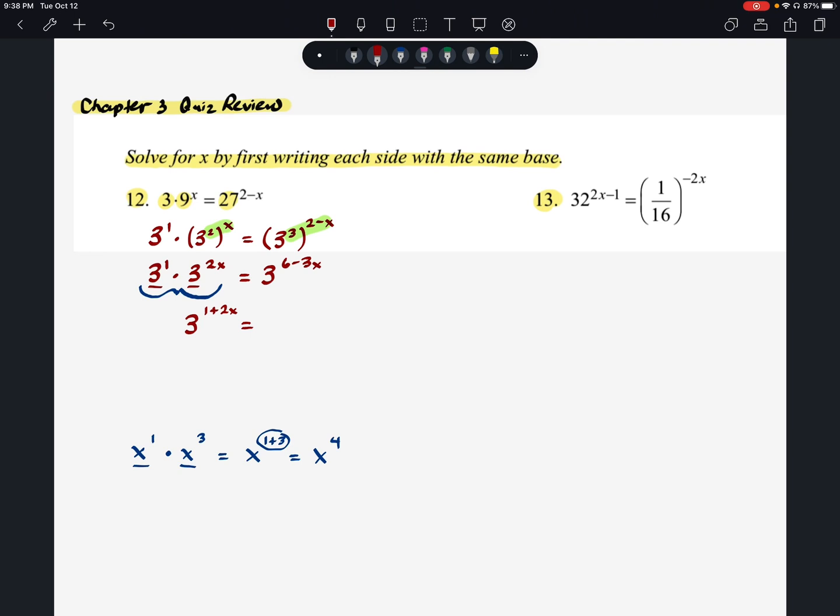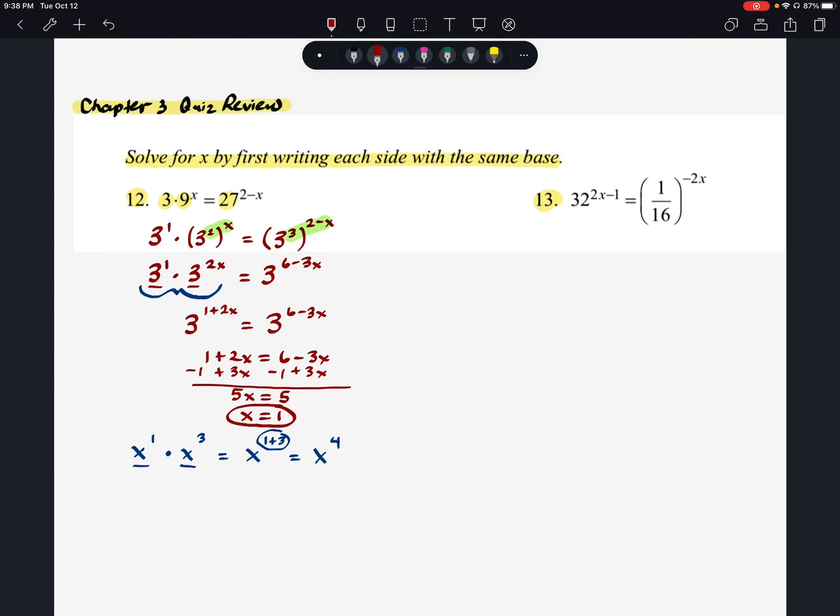And since we have bases 3 on each side, now all we're going to do is compare the exponents. In order for this to be equal, 1 plus 2x has to equal 6 minus 3x, and then we'll just finish solving it. So add my 3x to each side, subtract my 1, and it looks like we've got 5x equals 5, so x has to equal 1. That would be our answer.